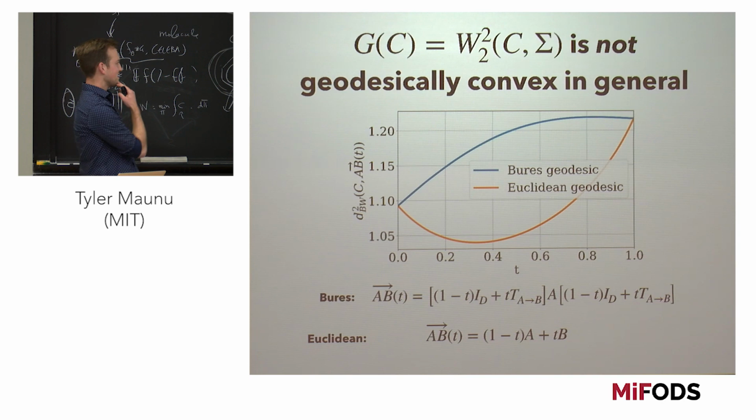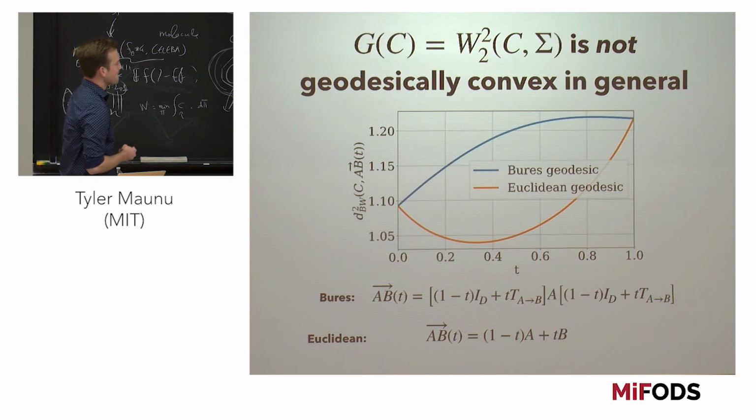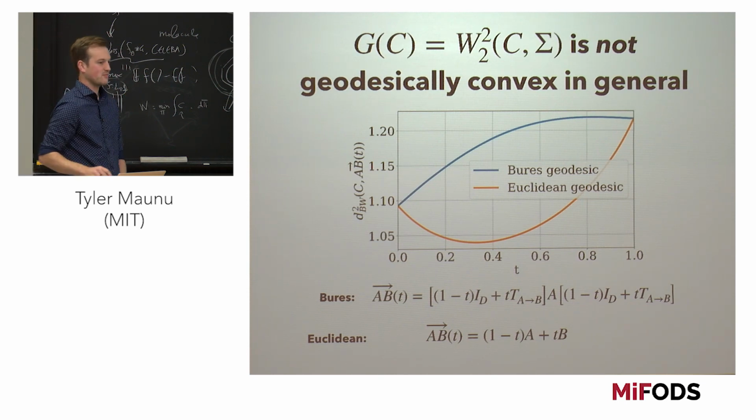Interestingly enough, this distance squared actually is convex along Euclidean geodesics, where if I just interpolate linearly between these two positive definite matrices, I get a positive definite matrix. And actually, this function is convex along that. But we can't actually utilize that in these gradient descent algorithms that we want to think about.